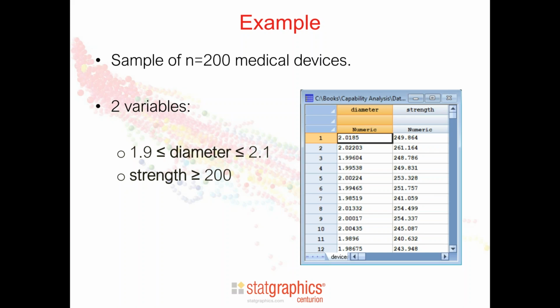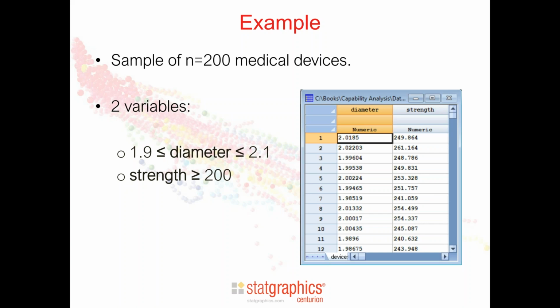However, if the variables are correlated, particularly strongly correlated, as they might be, devices with larger diameters might be stronger, then you're not necessarily going to get the right estimate of defects per million unless you look at both of the variables simultaneously.